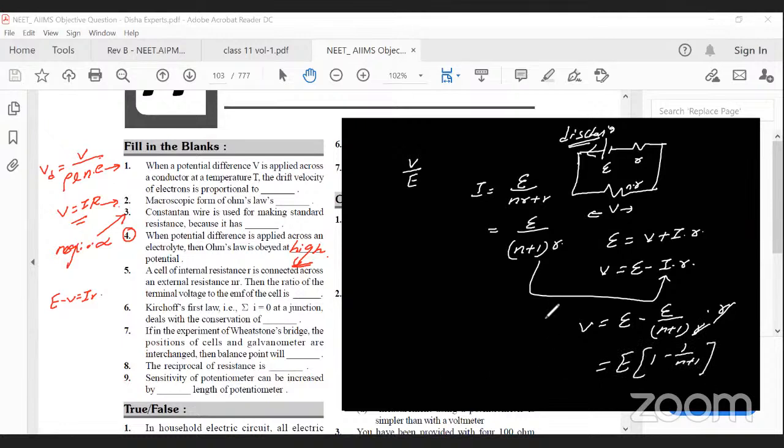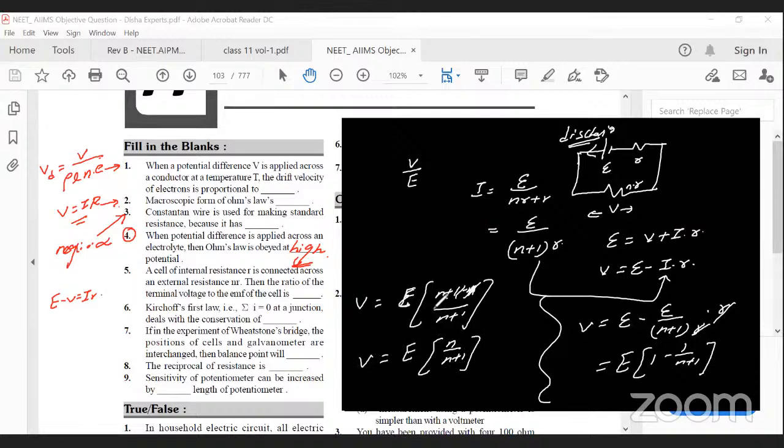Now cross multiply. The voltage V is equal to E into n plus 1 minus 1, by n plus 1. Minus 1 plus 1 cancel. So V is equal to E into n by n plus 1, or V by E is equal to n by n plus 1. This is your answer. Any doubt?